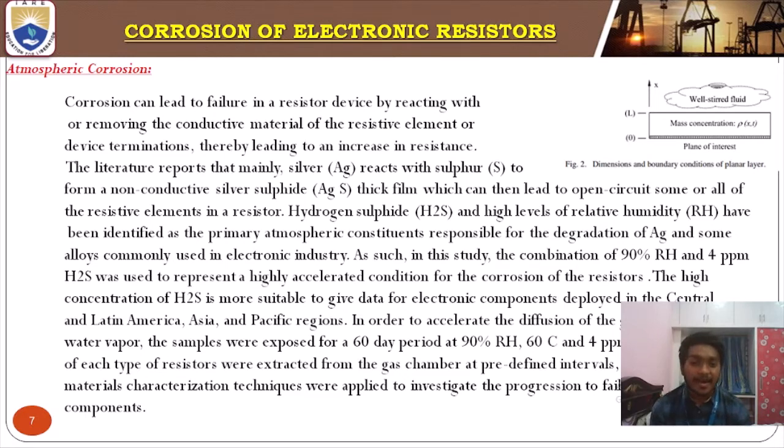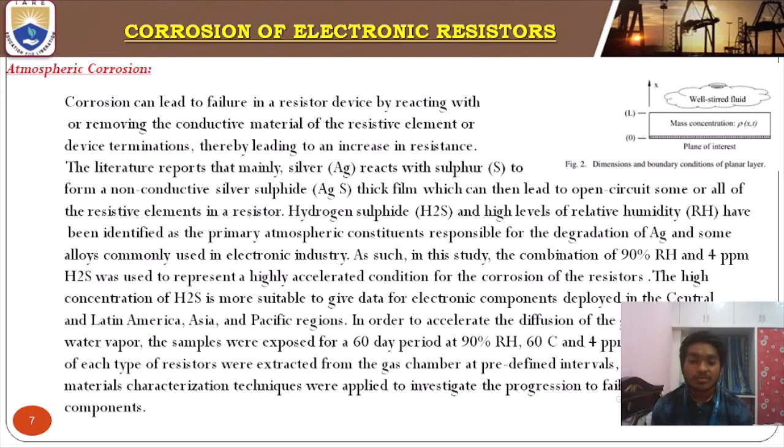Hydrogen sulfide and high levels of relative humidity have been identified as the primary atmospheric constituents responsible for the degradation of silver and some alloys commonly used in the electronics industry. As such, in this study, the combination of 90% relative humidity and 4 parts per million H2S is used to represent a highly accelerated condition for the corrosion of the resistors.